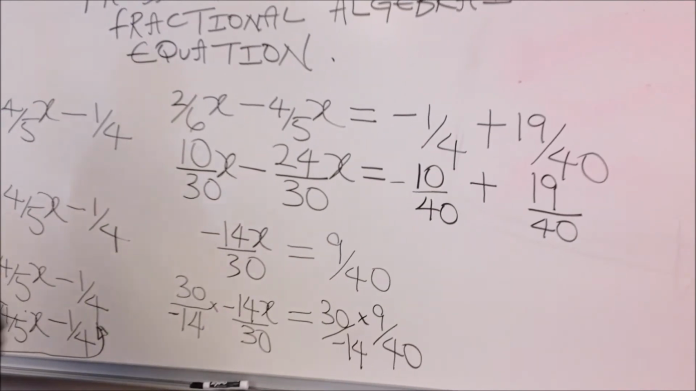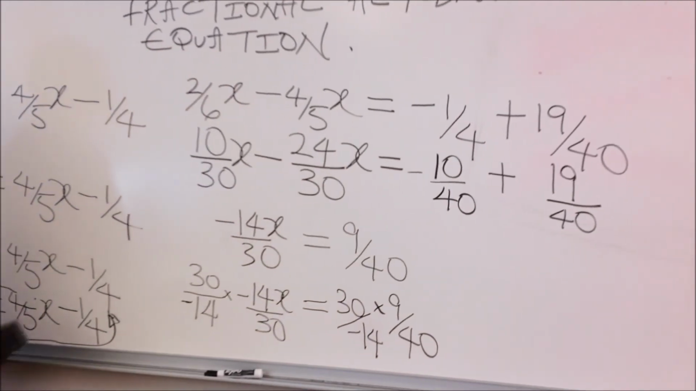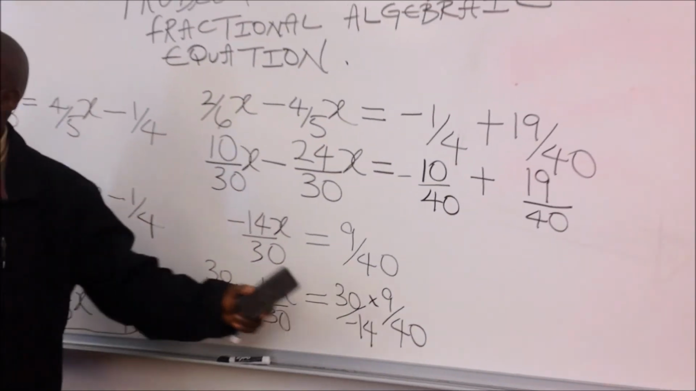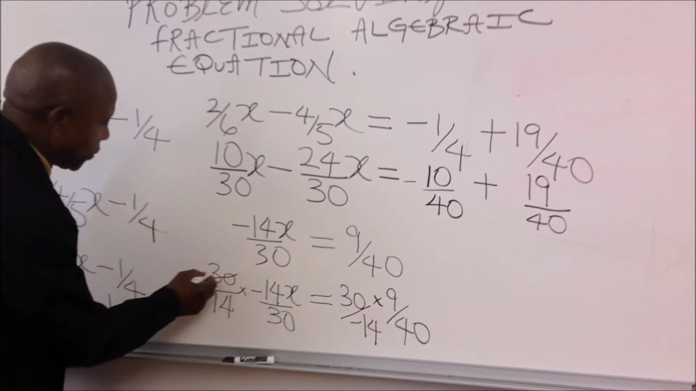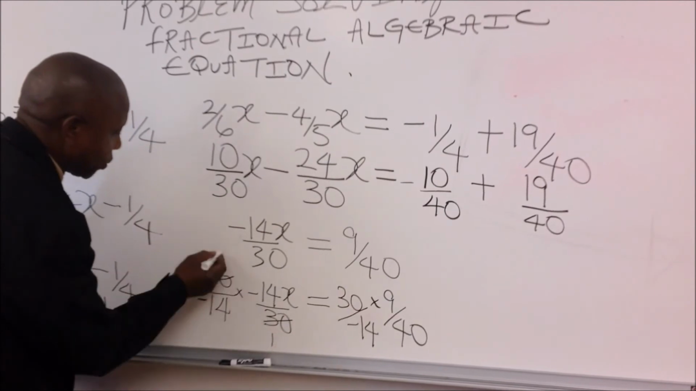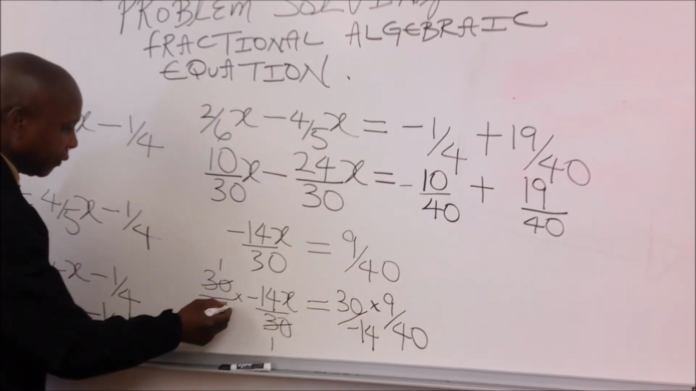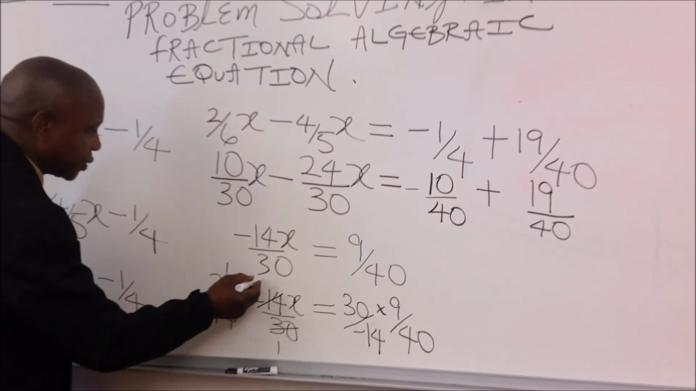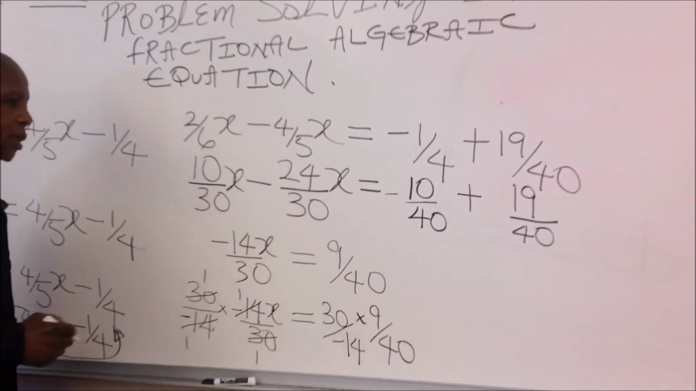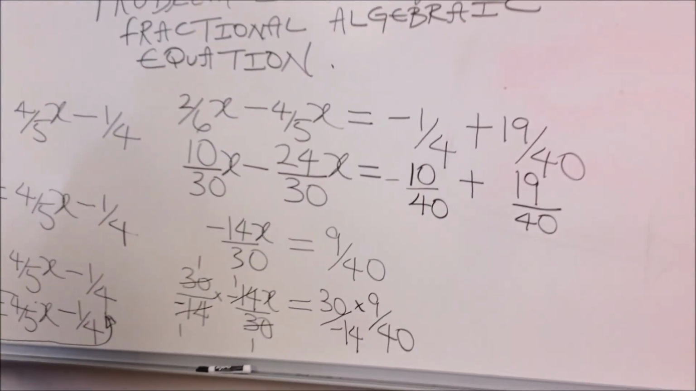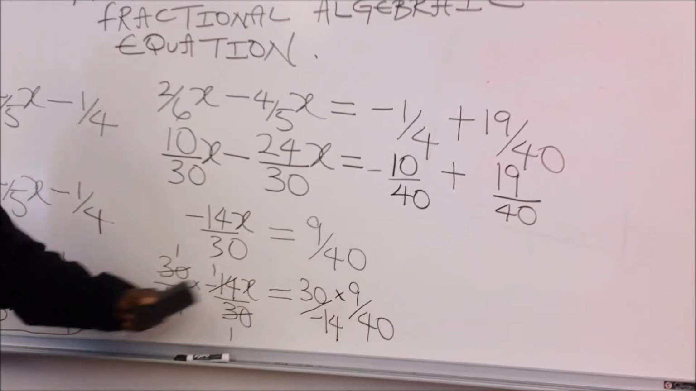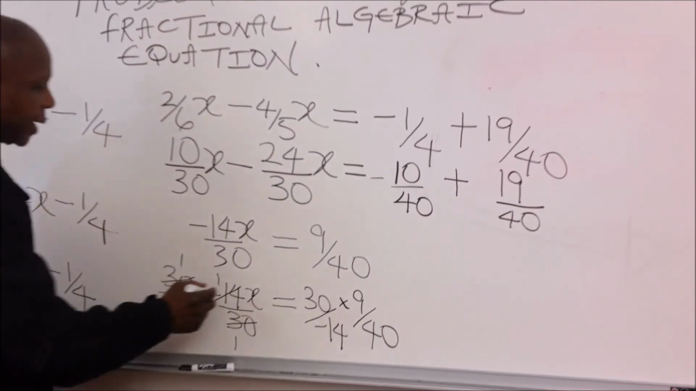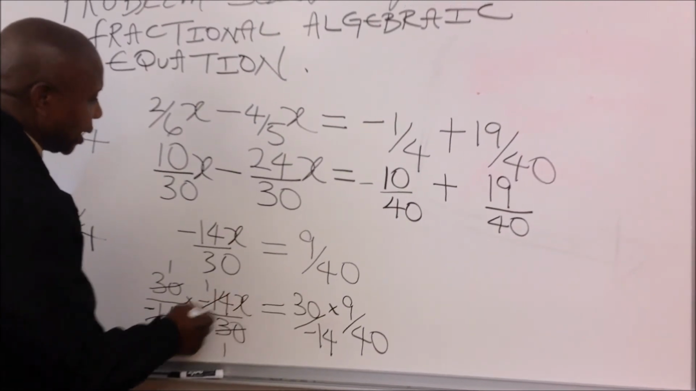So remember now, when you're solving an equation problem, whatever you do to the left side, you must do to the right side. So notice on the left side, this 30 will cancel with this 30. You get 1. Negative 14 into negative 14 will give us 1. All right, so the quantities have now canceled out. So x is left on the left side.